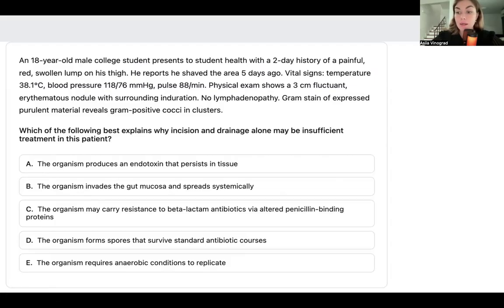Wrong mechanism entirely. D, spores. Staph aureus does not form spores. Spore-forming bacteria are Bacillus and Clostridium, not Staph. And E, anaerobic. Staph aureus is aerobic. It grows in oxygen. Anaerobic conditions are for organisms like Bacteroides or Clostridium.